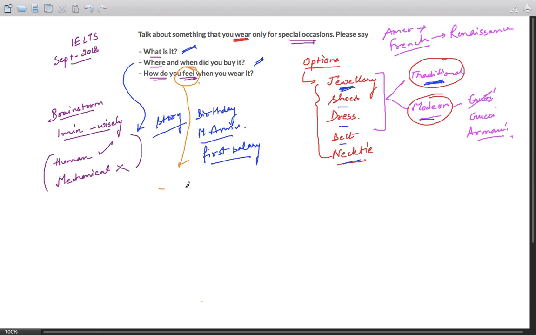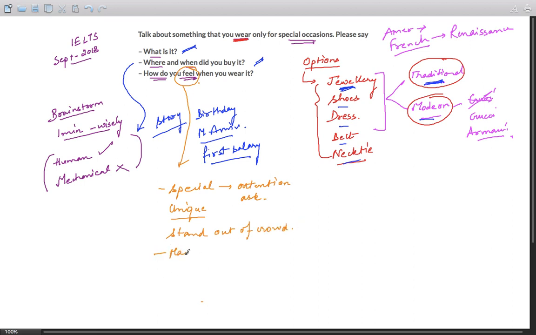So the feelings can be, you can feel special. Why do you feel special? Because people give you attention. They ask you, where did you buy this? That makes you feel special. Nobody is wearing that thing. So you feel unique. You're wearing a unique stuff and that makes you feel stand out of the crowd. So you feel you stand out of the crowd. Okay, so that's a feeling, right?